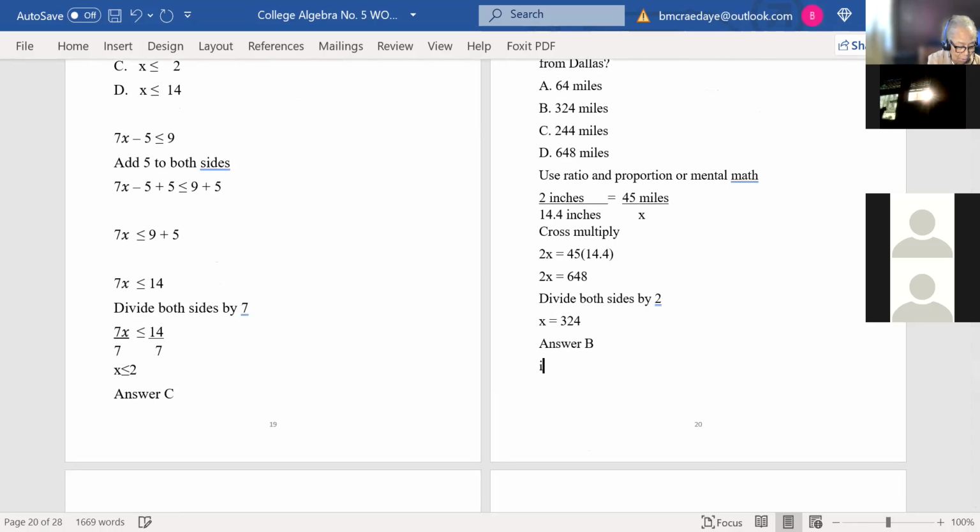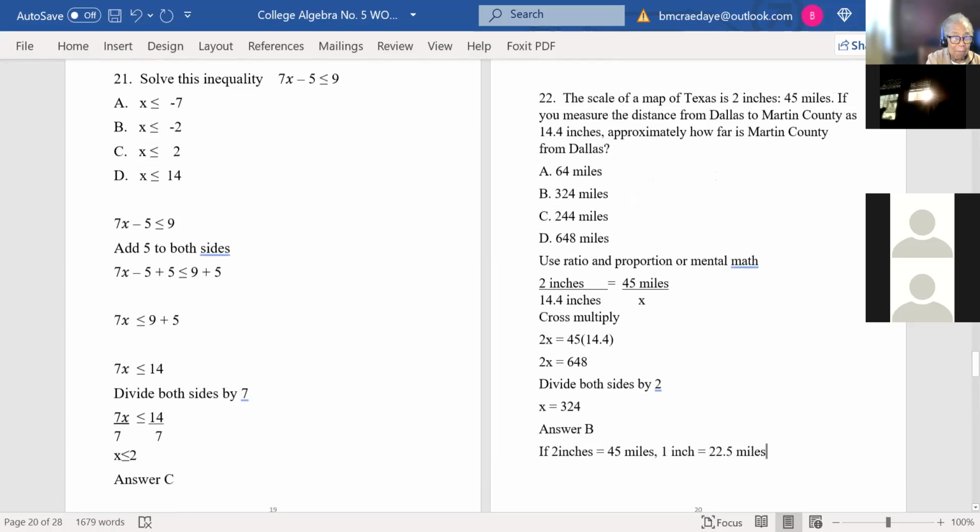If 2 inches equal 45 miles, 1 inch equals 22.5 miles. All right, so now you have 22.5 miles is 1 inch.